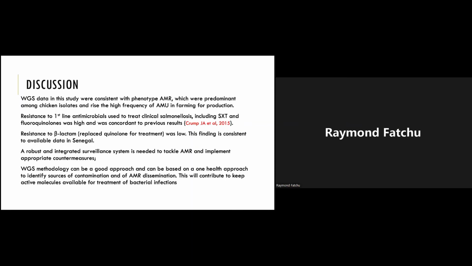The genomic approach, I would say, according to our studies for AMR, for isolates found in chicken, which is frequently found, it is definitely linked to resistance of antibiotics in farming for production. We should have policies and strategies in place to try to tackle that.